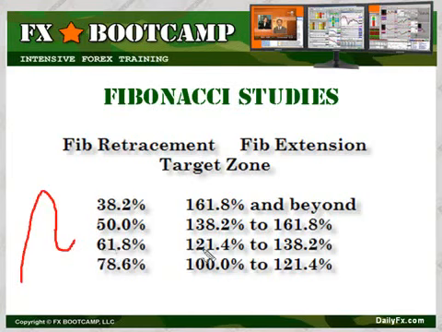Okay, a 61.8 is a 121.4 to 138.2. Really what I'm looking for here is a 138.2. Okay, but I'm telling you, if it hits 121.4 and wimps out, don't be a tough guy. Take your money and run. What's the big deal? The extra pips aren't that much.